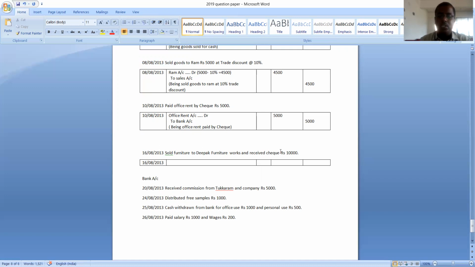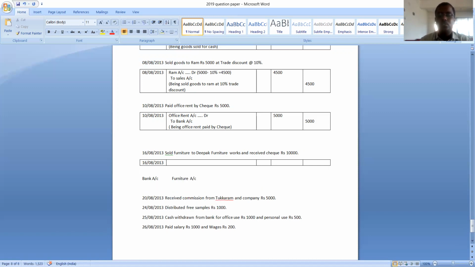Is it a credit transaction? Here they have clearly given received check. It means it is a cash transaction. So Deepak Furniture account will not come. Which account will come? Furniture account will come. We sold furniture, so furniture is going out of the business. It is an asset. Even sales account will not come. Why? Here selling of furniture is not our business. We were having some old furniture and we were selling it to Deepak Furniture Works. So it is an asset, so asset account will come.